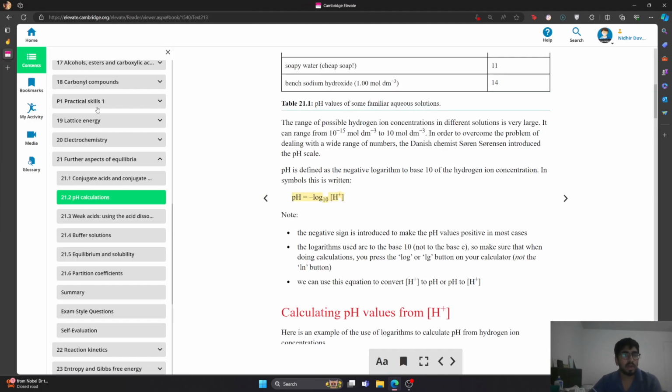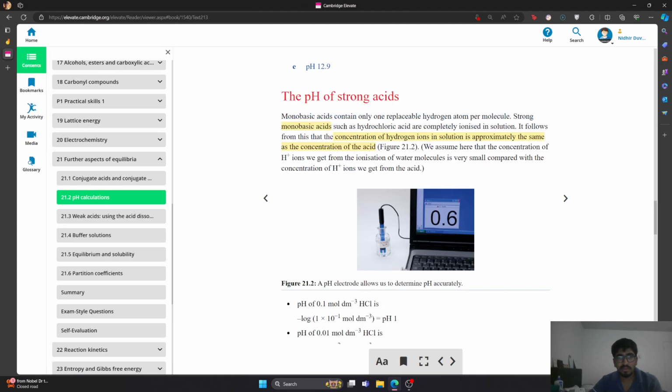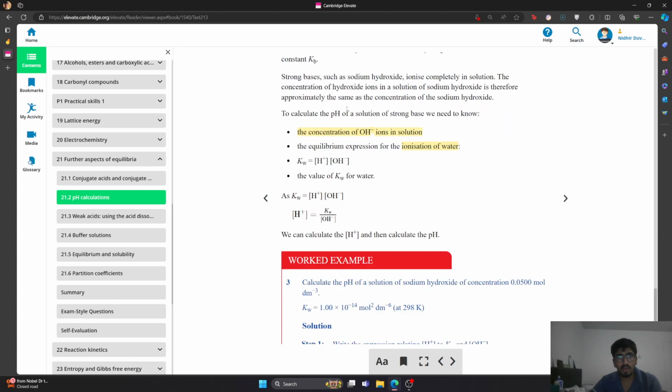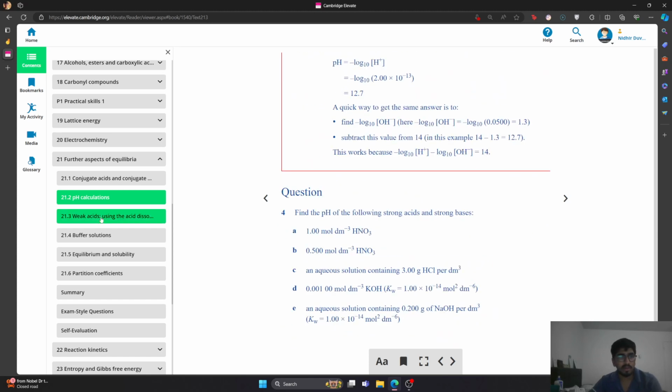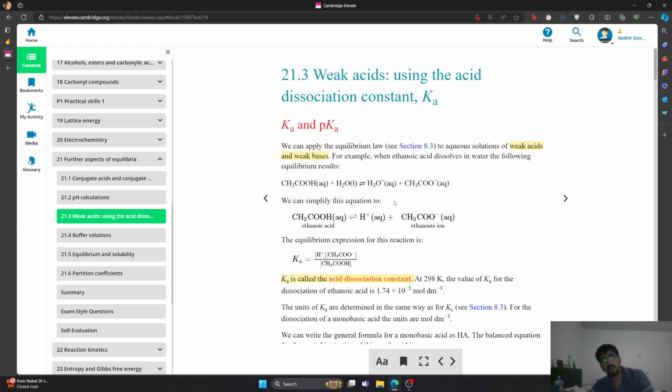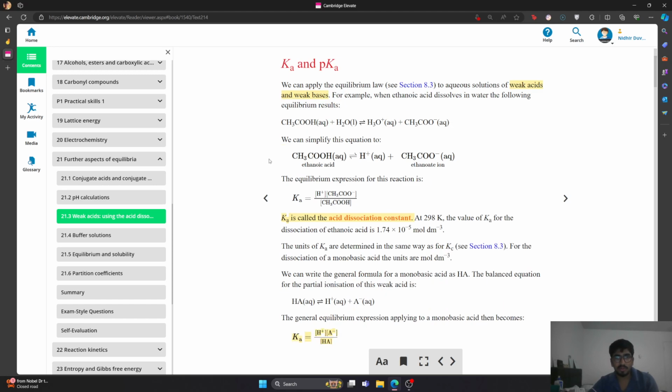Okay. So now that you understand this, you can understand it from here. This is exactly what we are talking about. Okay. Next thing is what we call the concept of Ka, which is called the acid dissociation constant.